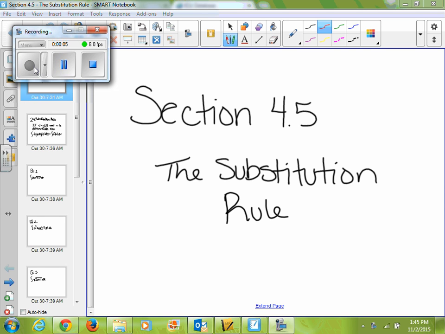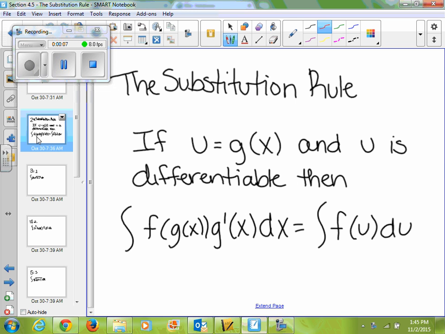Okay, so 4.5, the substitution rule. The substitution rule says that if u equals g of x and u is differentiable, then the integral of f of g of x g prime of x dx is equal to the integral f of u du. Which basically means you can substitute u in for g of x, which is why it's called the substitution rule.